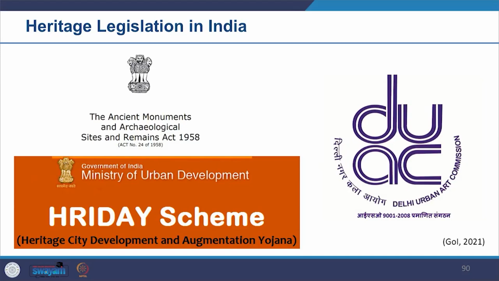At the international level, you see the UNESCO Convention concerning the Protection of the World Cultural and Natural Heritage, 1972, which makes it necessary for India to take measures to identify, protect and conserve its cultural and natural heritage. At the national level, some of the listed acts include the Ancient Monuments and Archaeological Sites and Remains Act of 1958, which was revised in 2010 and subsequently in 2017. We also see HRIDAY under the Environmental Protection Act of 1986, then the Delhi Urban Art Commission Act of 1973.